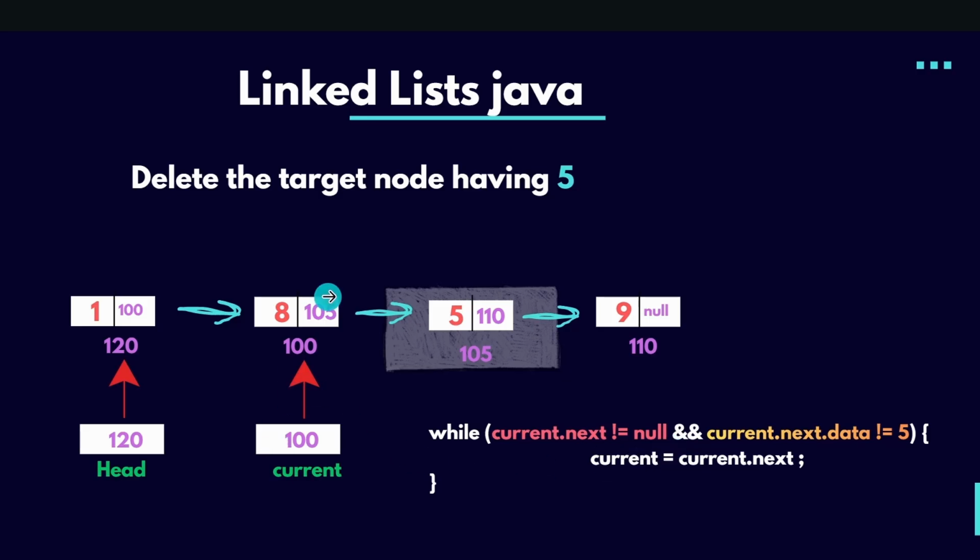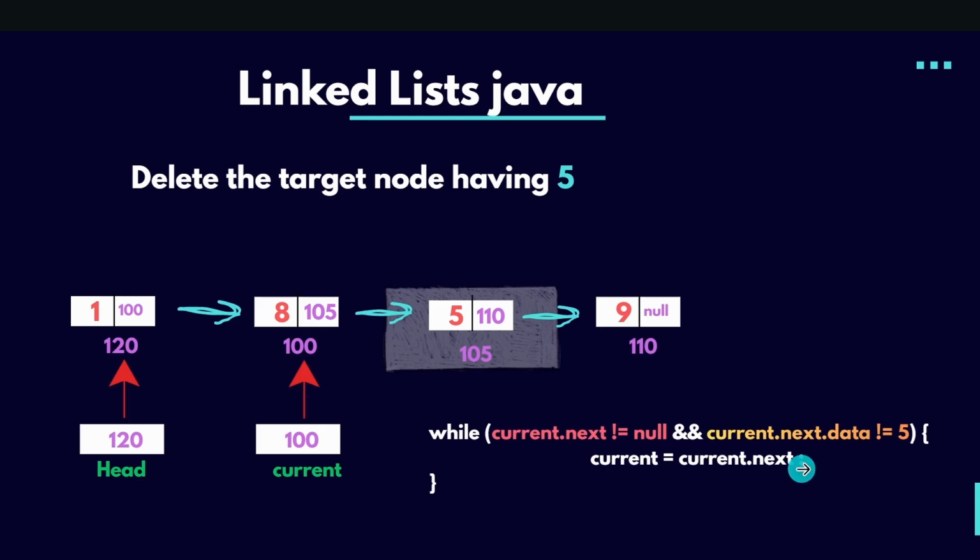Suppose first of all you are here, the current is here, and current dot next points here. When this is null, you are going to delete the last element, so that's no problem. And current dot next dot data is not equal to 5 in this case because we are deleting the 5. So what is meant by this? You should not go directly onto the 5, you should be on the element before it. So make sure that you are on the before element, not on the direct element. That's the stuff I have highlighted with the gold color.